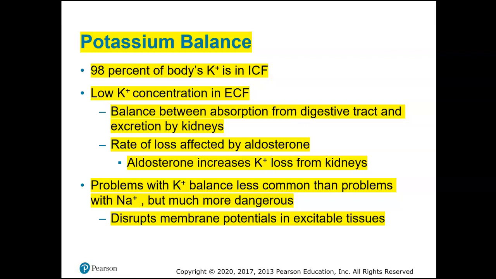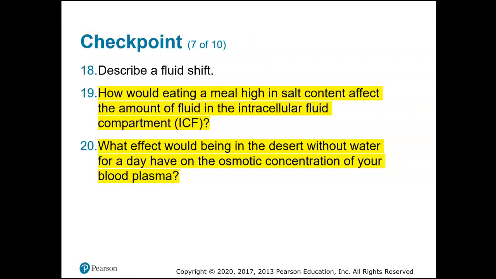And the rate of loss is affected by aldosterone. Aldosterone increases potassium loss from the kidneys. Problems with potassium balance are less common than problems with sodium, but they're much more dangerous. If you've ever had low potassium, you've probably noticed it as muscle cramps.